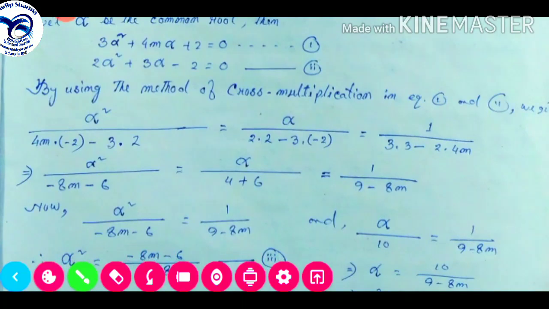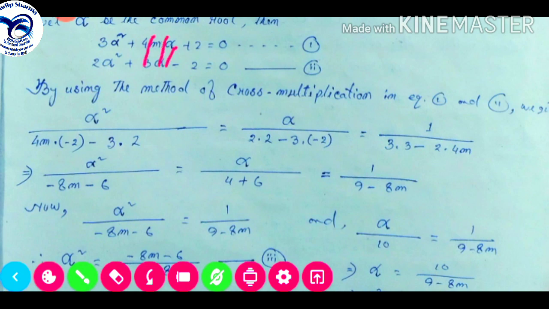To find out our alpha square, we need to omit this one. So it will be our top one into down one: 4m into minus 2, and down one into top one, so it will be minus 3 into 2. Then for alpha, we only need to find out alpha.